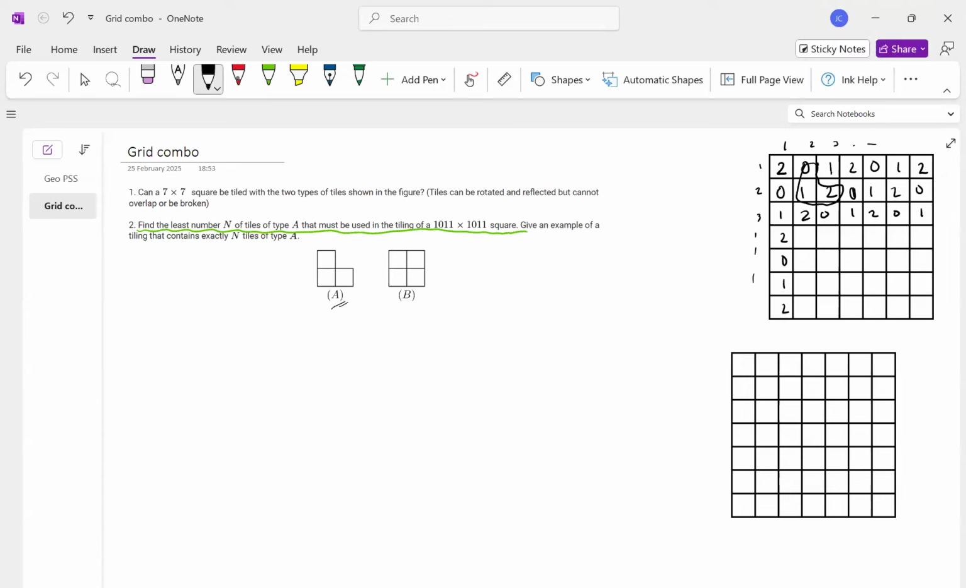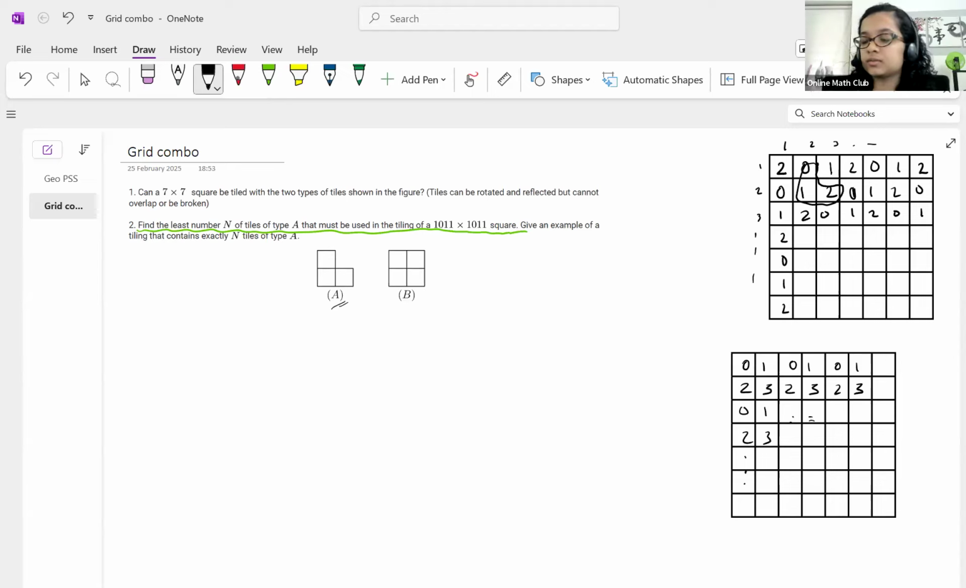I guess if we label it so that there are four colors and it goes 0, 1, 0, 1 in one row, and then 2, 3, 2, 3 in another row. And then it goes back to 0, 1, 0, 1. Then each square will have one of each. And yes, then there will be more of some colors than others. So then the difference will have to be covered by tiles of type A.